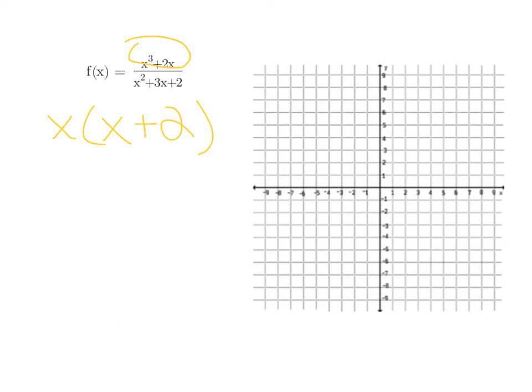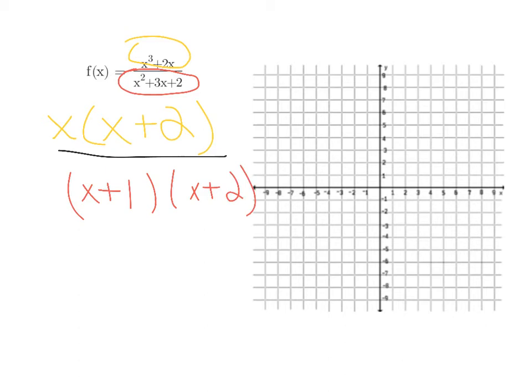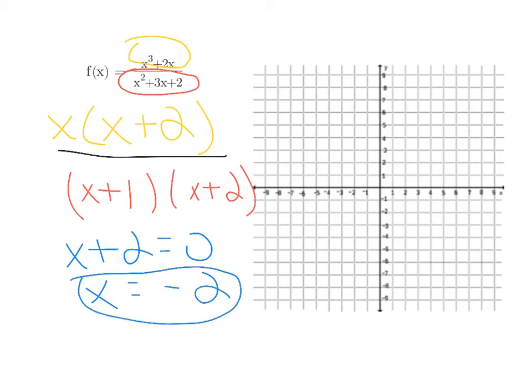Looking at my denominator, x squared plus 3x plus 2, it factors into x plus 1 times x plus 2. I notice that I have a common factor of x plus 2 in both of them. So I'm going to take my equation x plus 2 and set it equal to 0 and solve to find where my hole is. So my hole is at the value on the graph where x is equal to -2.